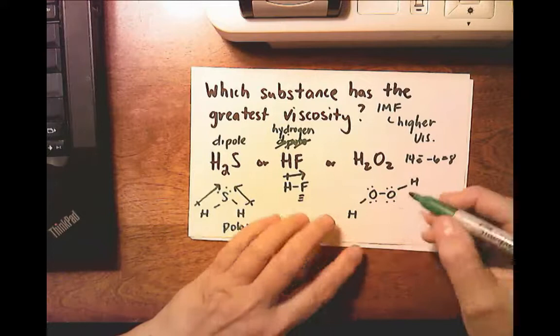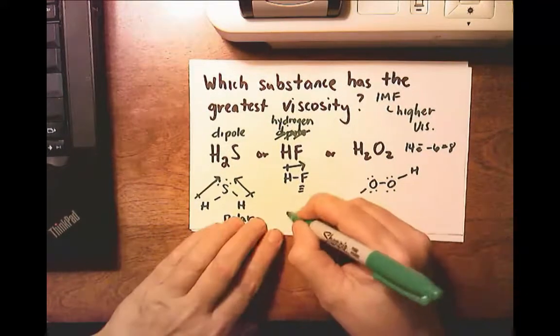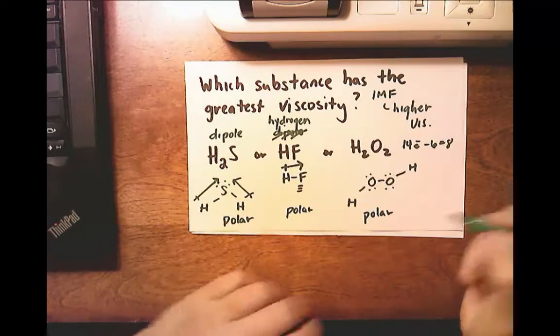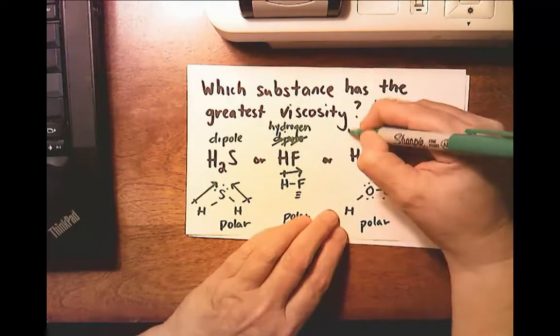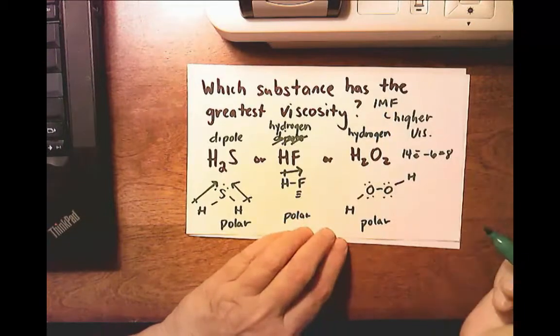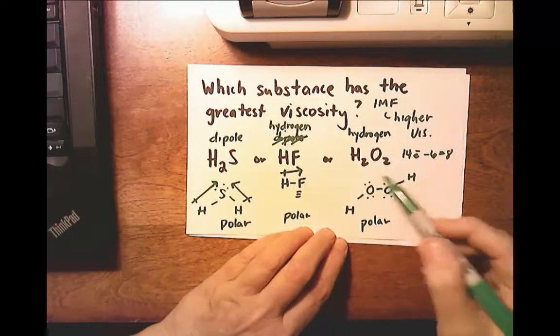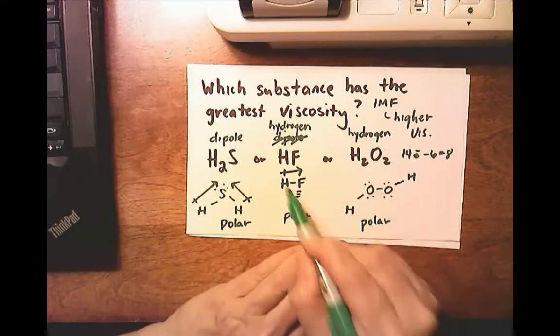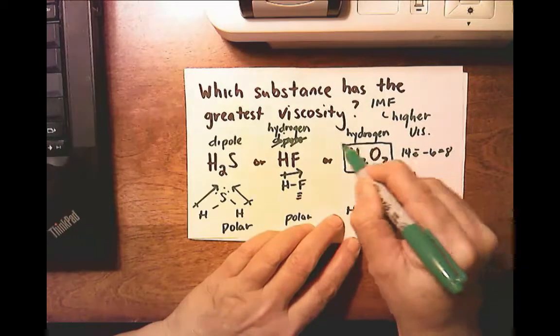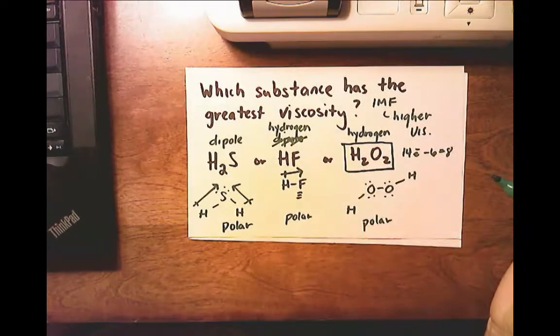So again, it looks like we're looking at another polar molecule. Okay, so all 3 polar. But this time, we've got hydrogen bonding in more than one place, more than one site. So we've even got a greater hydrogen bond going on than here. So the greatest viscosity is going to belong to hydrogen peroxide.